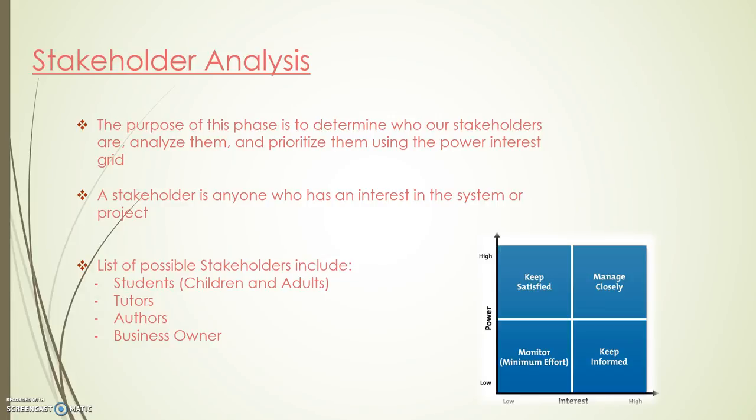First, we start with the stakeholder analysis. Now, the purpose of this phase is to determine who our stakeholders are, analyze them, and prioritize them using the power interest grid. First, we state who a stakeholder is. A stakeholder is anyone who has an interest in the system being developed.